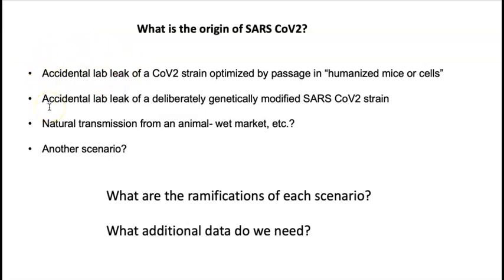The second bullet point was an accidental lab leak of a deliberately genetically modified SARS-CoV-2 strain. And when we look closely at the Furin cleavage site, this suggests that perhaps it was. The CGG codon usage and the lack of Furin in closely related viruses to SARS-CoV-2 suggest that it was deliberately genetically modified. Or was this a natural transmission from an animal in the wet market or whatever?